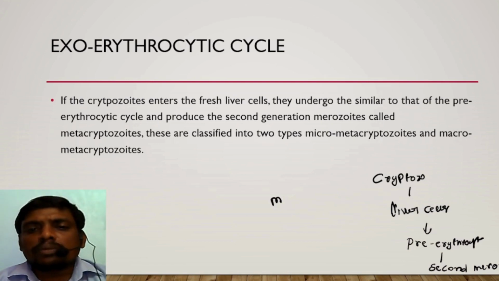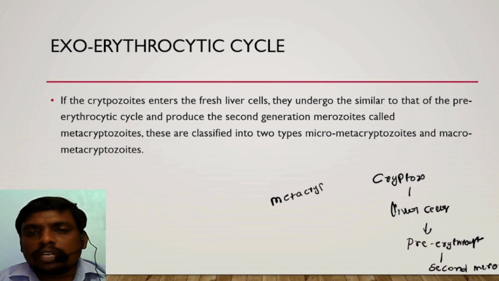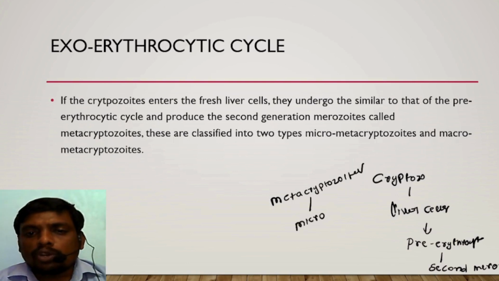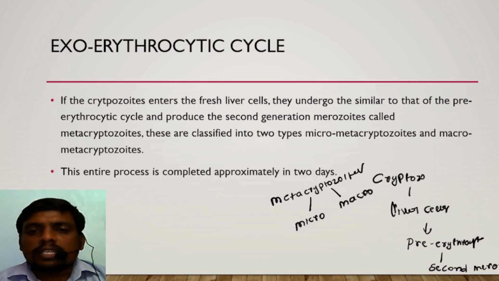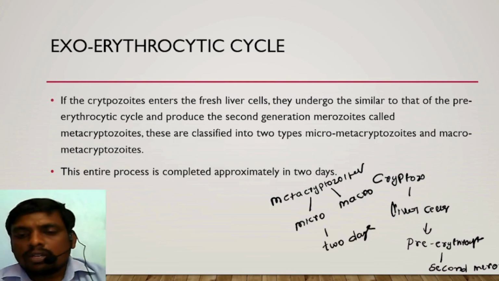These second generation merozoites are called metacryptozoites, classified into micrometacryptozoites and macrometacryptozoites. Now, this entire process is completed in approximately 2 days.